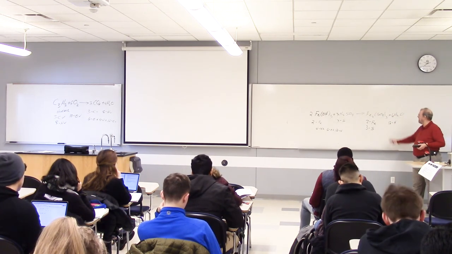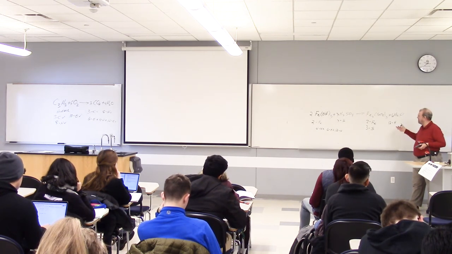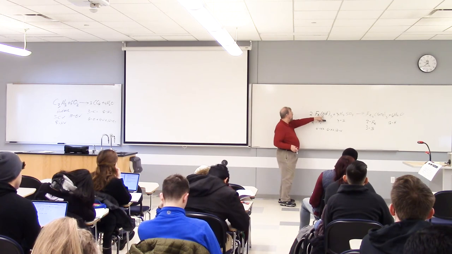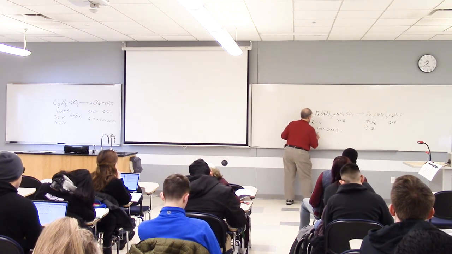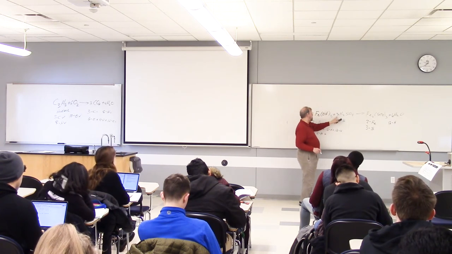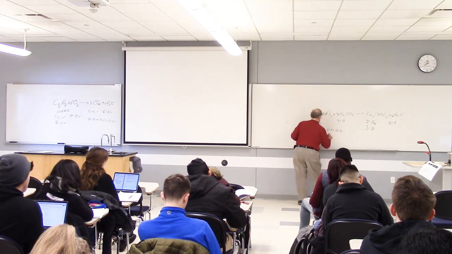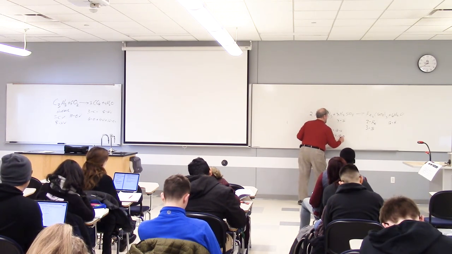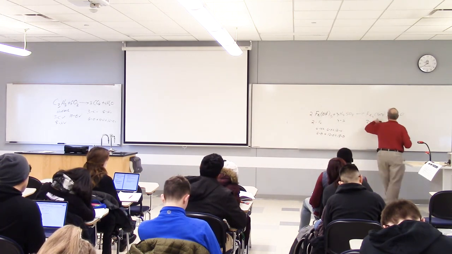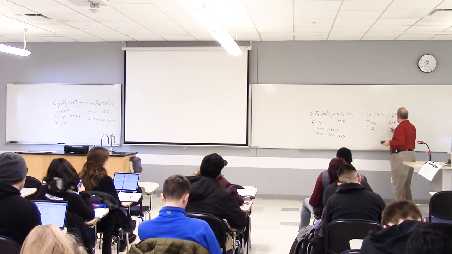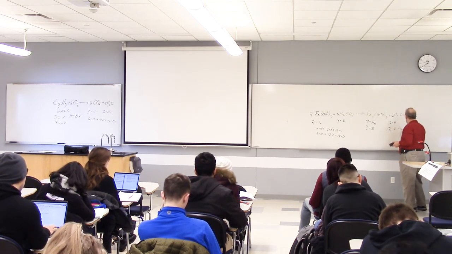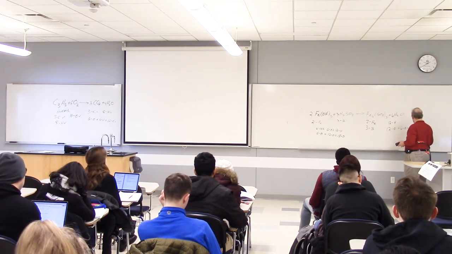Looking good. I've done my iron, done my sulfur, and my hydrogen. What's left? Oxygen. And you could have done either one first, doesn't matter. How many oxygen on this side? 1 times 3 times 2, which is 6. How many on this side? 4 in the molecule, but I have 3 of them. 3 times 4 is 12. That adds up to 18 oxygen. Let's find out how many we have on the other side. The first molecule, how many oxygens are in here? 4 times 3, 12 oxygen. How many in this molecule? Water. 6 times 1. 6 oxygen. Add it together, and I get 18 oxygen.